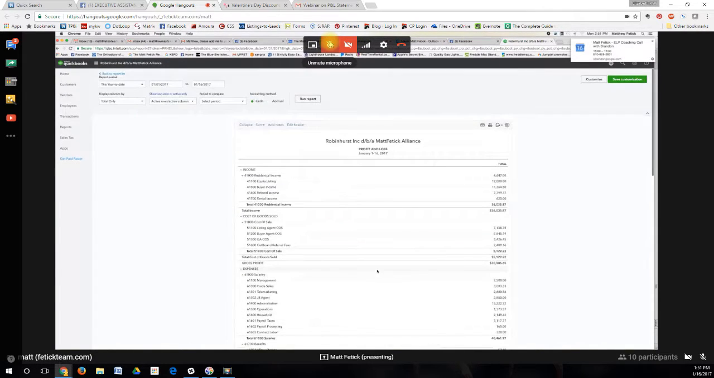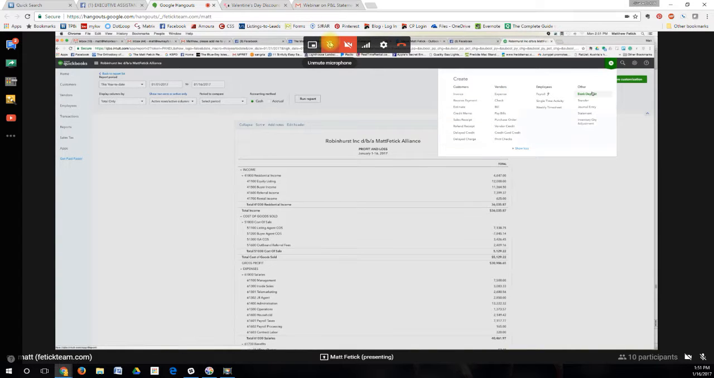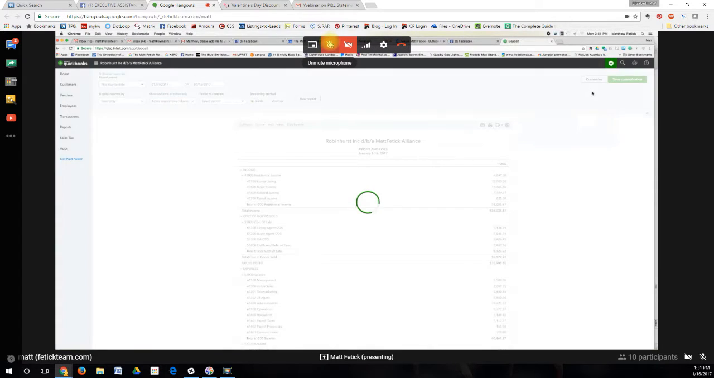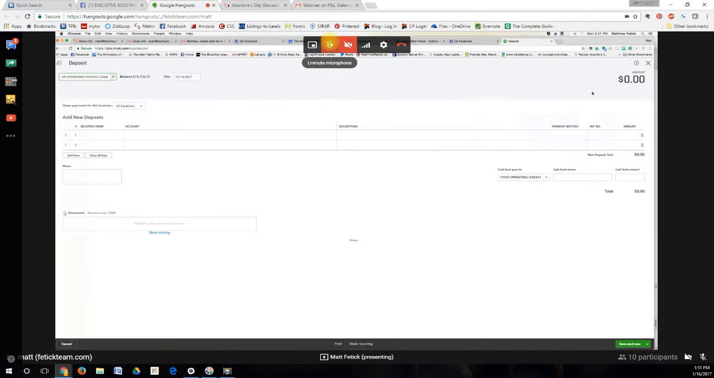And now I want to show you how you get all those entries in, because it's really simple and everybody always freaks out about it. So let me just show you how easy it is. Let's say you're going to do a bank deposit, and this will be how you get all the entries in correctly. Let's say the total commission that came in was $10,000.